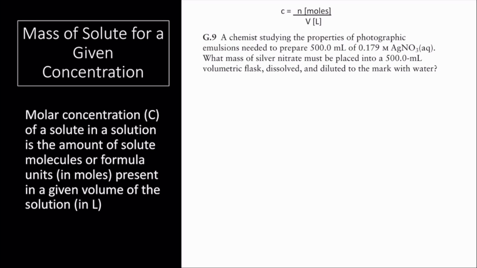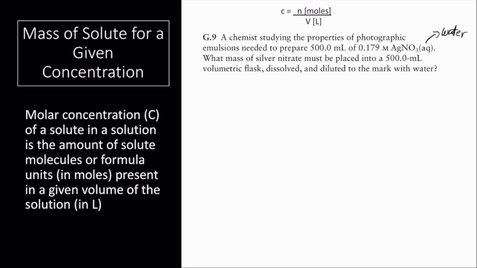We can also find the mass of a solute given a concentration. Let's go over this example. A chemist studying the properties of photographic emulsions needed to prepare 500 milliliters of 0.179 molar silver nitrate, aq. aq means that the solution is water, so it means aqueous. What mass of silver nitrate must be placed into a 500 milliliter volumetric flask, dissolved and diluted to the mark with water?